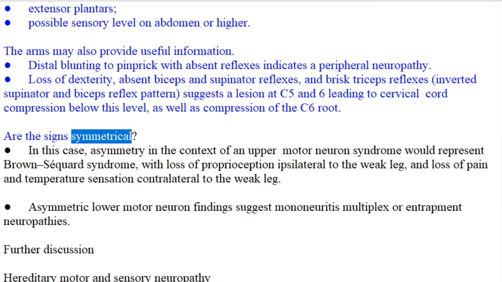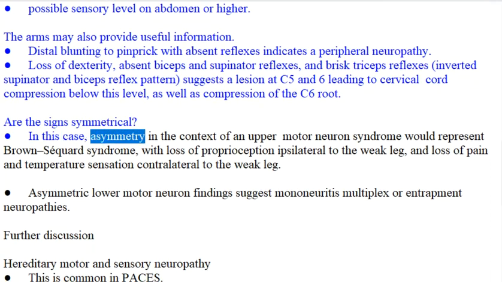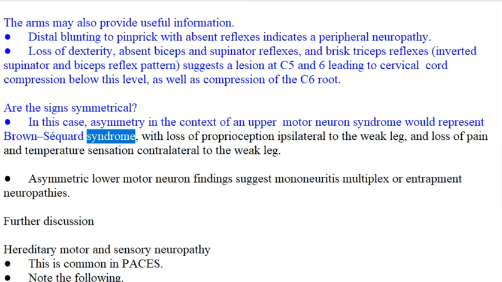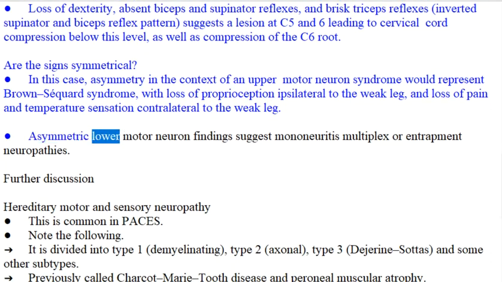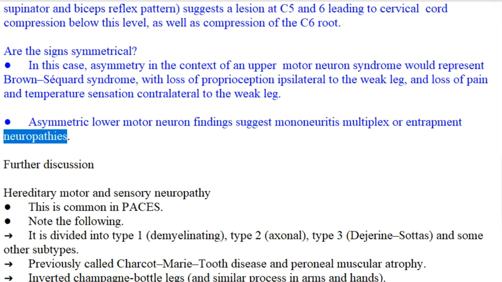Are the signs symmetrical? In this case, asymmetry in the context of an upper motor neuron syndrome would represent Brown-Séquard syndrome, with loss of proprioception ipsilateral to the weak leg, and loss of pain and temperature sensation contralateral to the weak leg. Asymmetric lower motor neuron findings suggest mononeuritis multiplex or entrapment neuropathies.